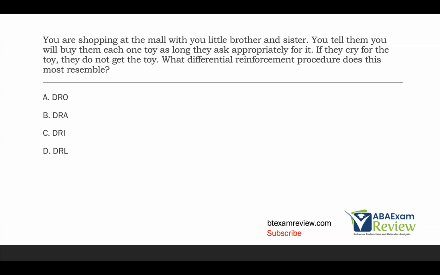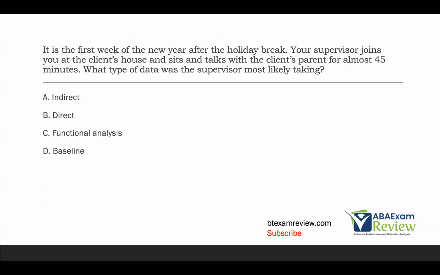Are we using a DRA? Well, yes, because asking appropriately is an alternative for crying. It's not incompatible, but it is an alternative. C, DRI is just like DRA, except you're teaching incompatible behaviors with C. And then D is the differential reinforcement of lower rates of behavior, where we're trying to decrease how often a behavior is occurring. In this case, we're teaching a brand new behavior that is an alternative for crying. So what differential reinforcement procedure does it resemble? Well, B, a DRA.